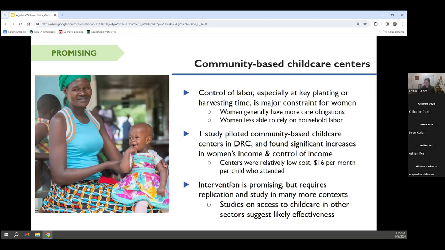And we find this intervention to be promising, in part because childcare has been studied in the context of a lot of other labor markets. So urban labor markets and labor participation for women. There's a number of studies, much more than one, showing that it improves labor force participation, women's income, et cetera. But right now, we have only the one study in a rural setting and looking at agricultural production. So we think this is promising. The theory of change certainly makes a lot of sense to me as a mother, but I think it is a great candidate for additional research and study to understand whether it works consistently and what the costs, what the implementation conditions are.